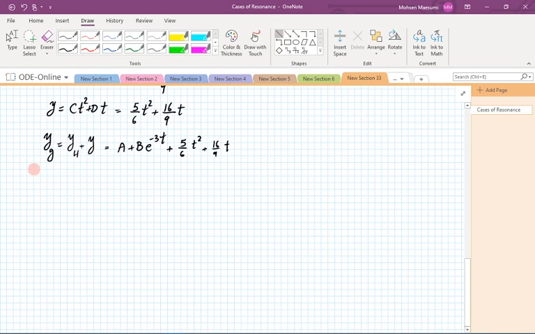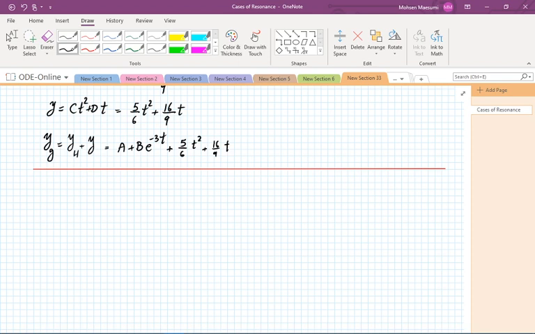So let's go take a look at another example so that this becomes clear as to what we mean that the term of the particular is a solution of the homogeneous. And when that happens, you have to take a step, and the step in all of these cases is to multiply your starting guess by enough t's until that commonality is gone, and then you start.